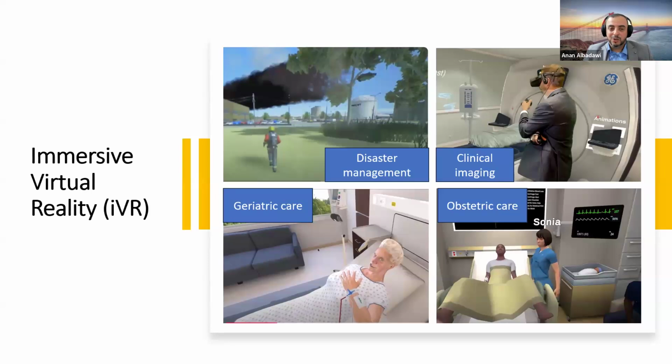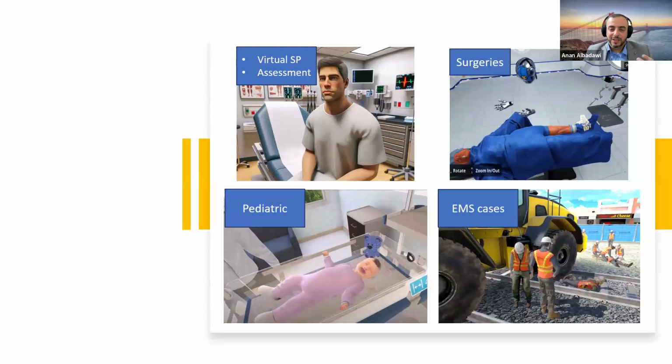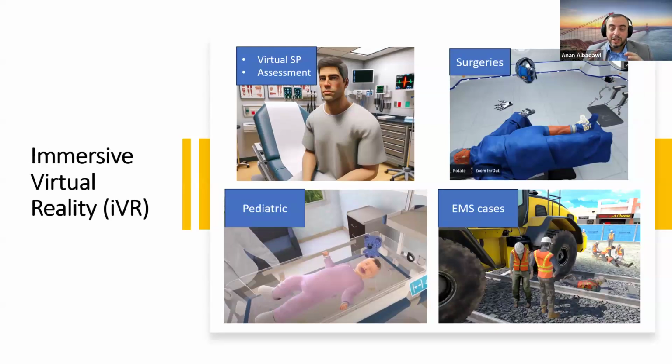for disaster management. We can also use it for clinical imaging, different ones, CT scan, MRI, and so on, for geriatrics, obstetrics, pediatrics, and virtual SPs. Actually, there is now a bit of change from the human SPs towards virtual SPs. This is one of the recent trends, because with human SPs there are some challenges. One is the consistency of the SP's performance. Second is potential bias, which may result, especially in competency assessment, in less valid or reliable scores. But now there is a move towards the integration of virtual SPs in the assessment of competencies. We can use virtual reality also for surgeries and EMS cases. We can simulate anything, like an RTA scene, an earthquake where they need to respond, explosion cases, and so on.